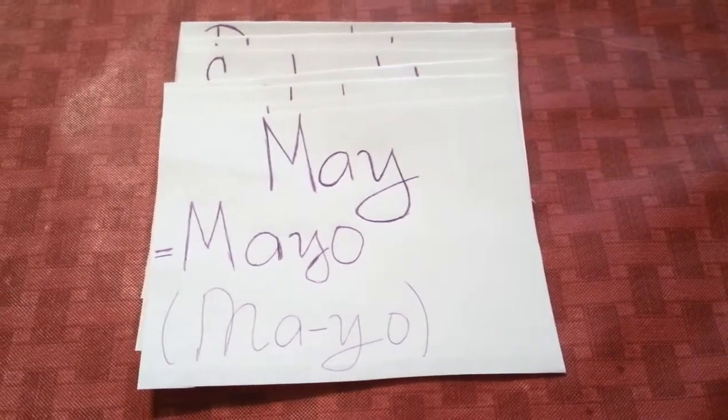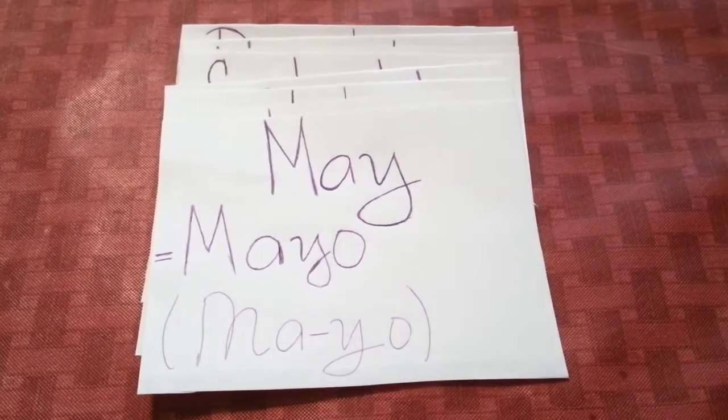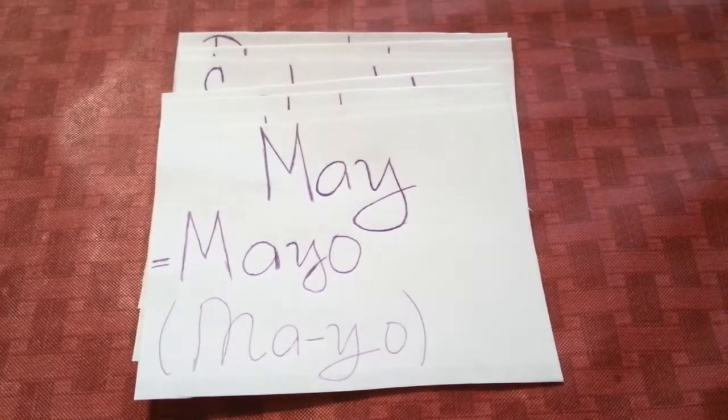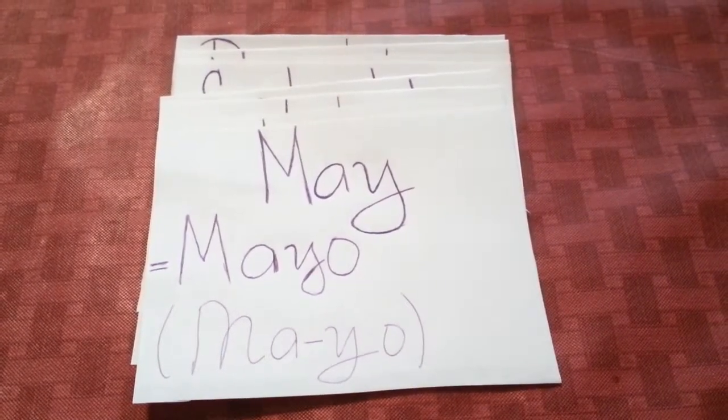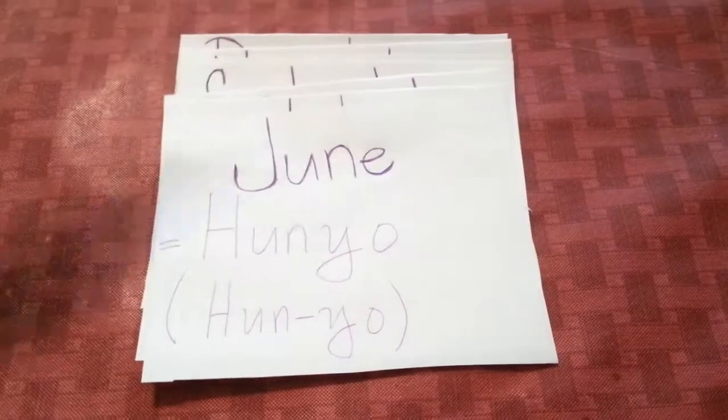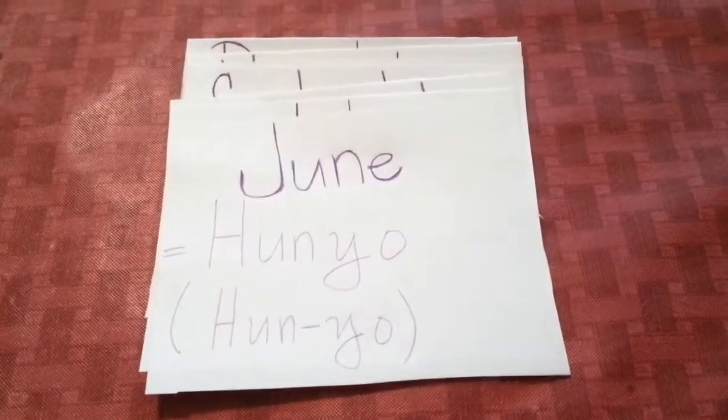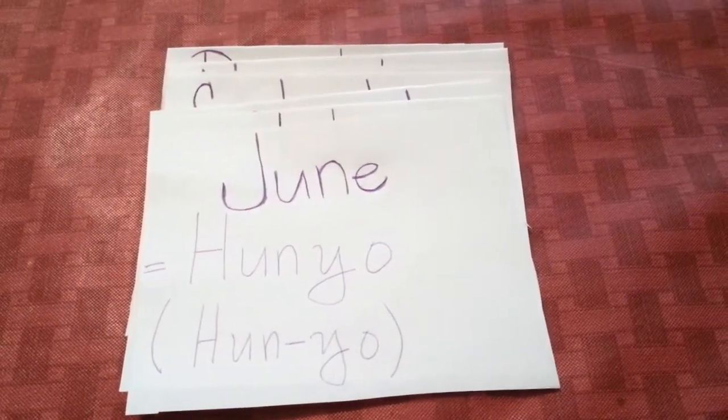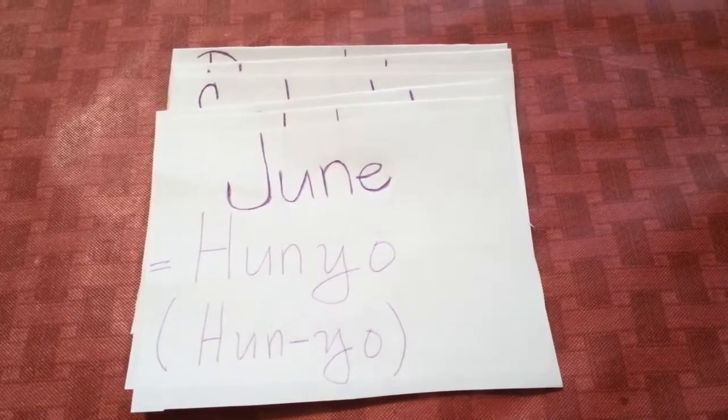May, to say May in Tagalog, that's Mayo. The month of Mayo. Month of June is Junio. June is Junio.